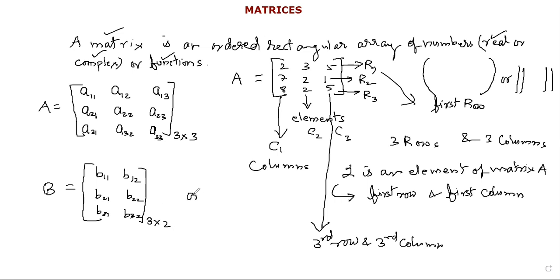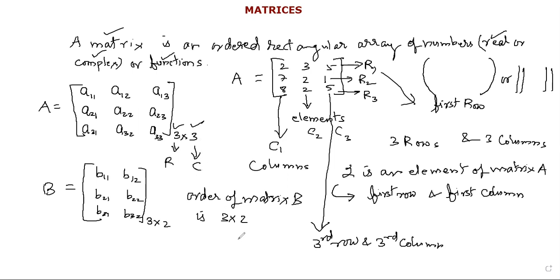What is the order of matrix B? Order of matrix B is 3 by 2, meaning 3 rows and 2 columns. Always remember that, because we will study many operations like addition and multiplication. We give preference to the row, so first we write the row and then the column. The first number represents the row and the second always represents the column.